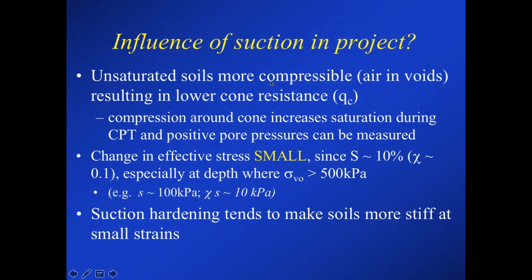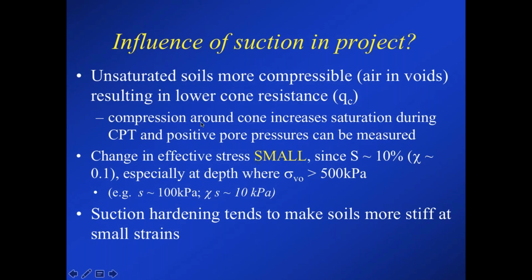In unsaturated soils, they tend to be more compressible because the soils now have air in the voids. So when you're pushing the cone in, generally the materials are more compressible, so they will tend to give lower cone resistances due to that increased compressibility. But of course, that's a function of whether it's drained or undrained. If it's a drained penetration, it wouldn't make any difference. We saw that the penetration was in that partially drained region towards drained, so not a huge effect likely.